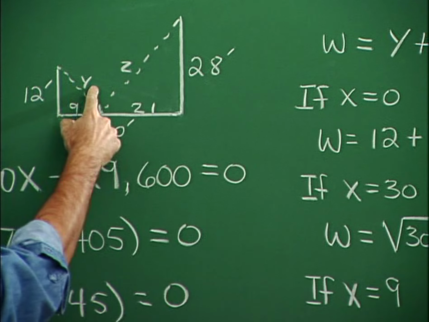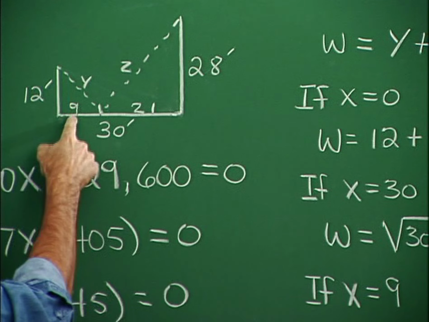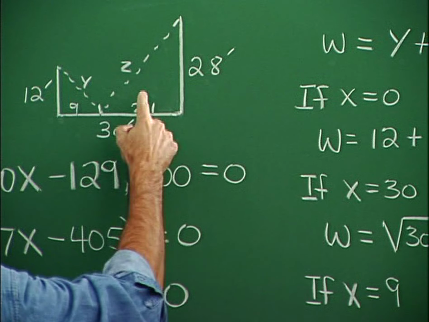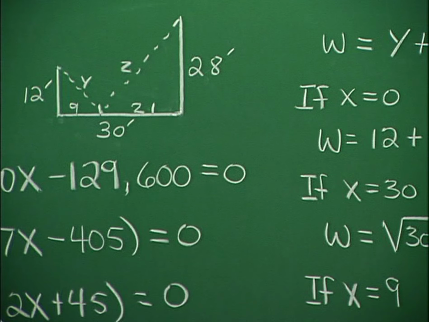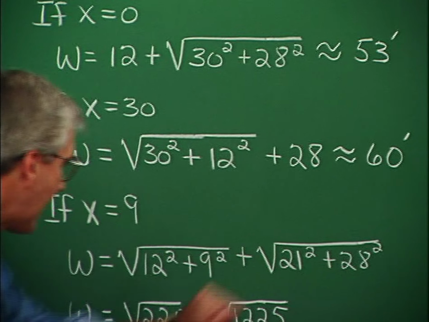The y is the square root of 12 squared plus 9 squared. Z is the square root of 21 squared plus 28 squared. So if x is 9, w would be the sum of these two radicals.